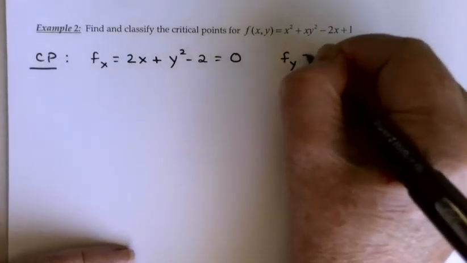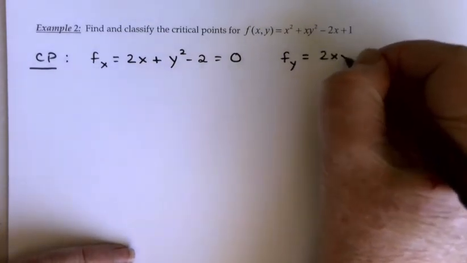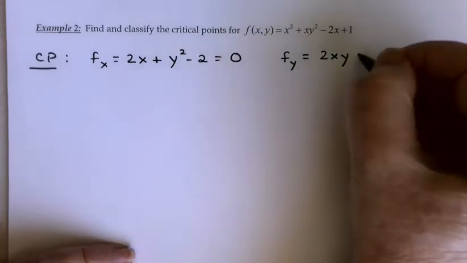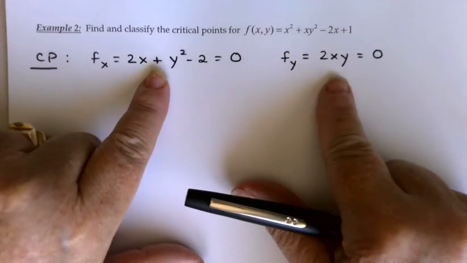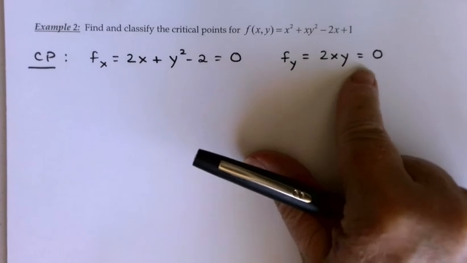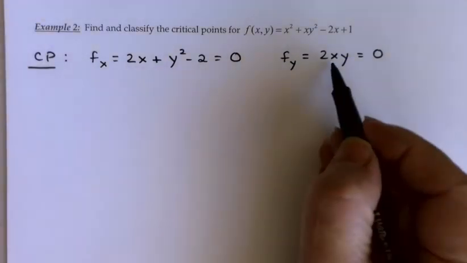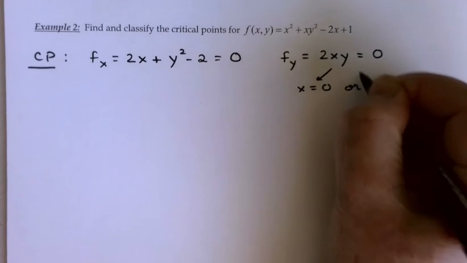And then also f sub y, which would be 2xy, and that also needs to equal 0. Okay. Now this one's not quite as simple to deal with, simply because we've got both x's and y's in both equations. But this is clearly the simpler equation, so I'm going to work with this one. This actually says that either x equals 0 or y equals 0.